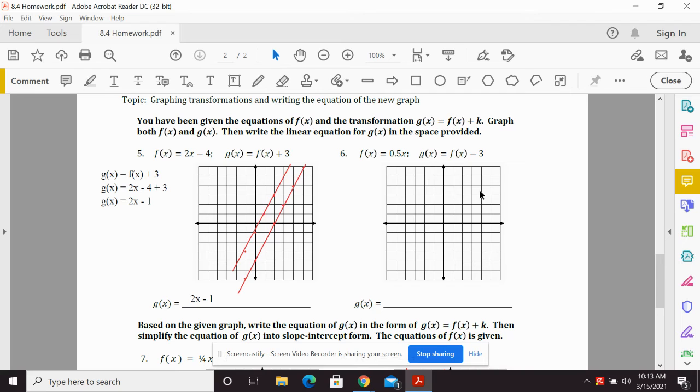So you're going to do the same thing for number 6. Ooh, so number 6, you have f of x equals 0.5x. Okay, that means your y-intercept is 0. You could rewrite this as f of x equals 0.5x plus 0. They just don't write in the plus 0 because adding 0 doesn't do anything. So your y-intercept is 0.